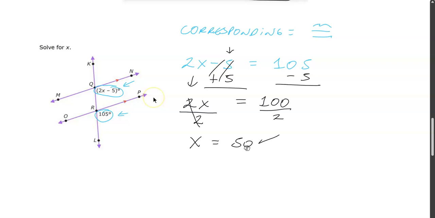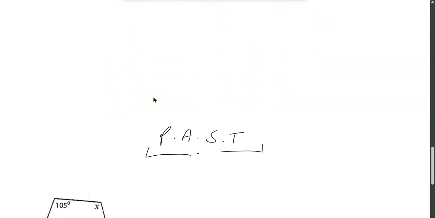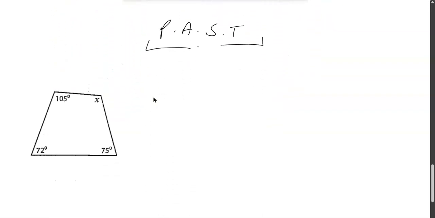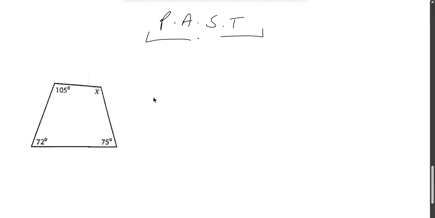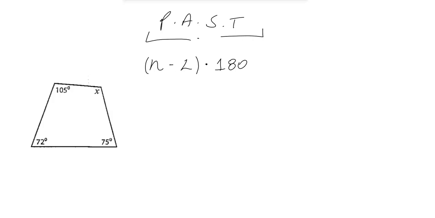Okay, now we're going to move into the polygon angle sum theorem. The polygon angle sum theorem allows me to find the total sum of the angles inside any polygon. And to do that, I'm going to use the formula n minus 2 and then multiply that by 180. n is the number of sides. So in this case, I have 4 sides. I'm going to substitute for 4. All the rest are constants.